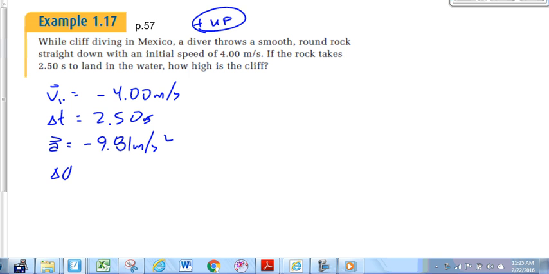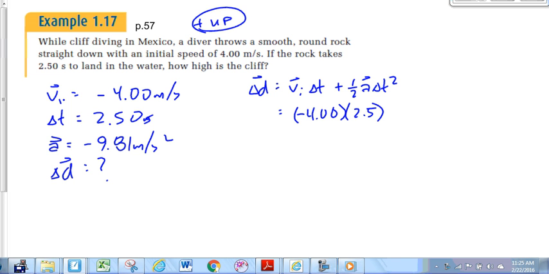We want to find the displacement. So I'm going to go back to my group B equations, because it's the same problem as we've solved for several days, just that the acceleration is 9.81. Let's use this equation. v_i is negative 4 times 2.5. Do you see how if I made v_i positive 4, I would have gotten the wrong answer? Or if I made a positive 9.81, I would have gotten the wrong answer?